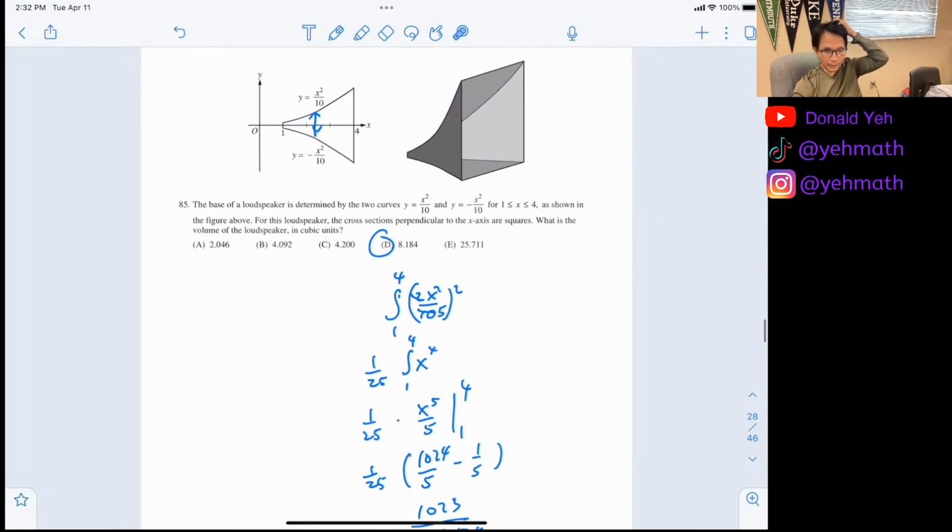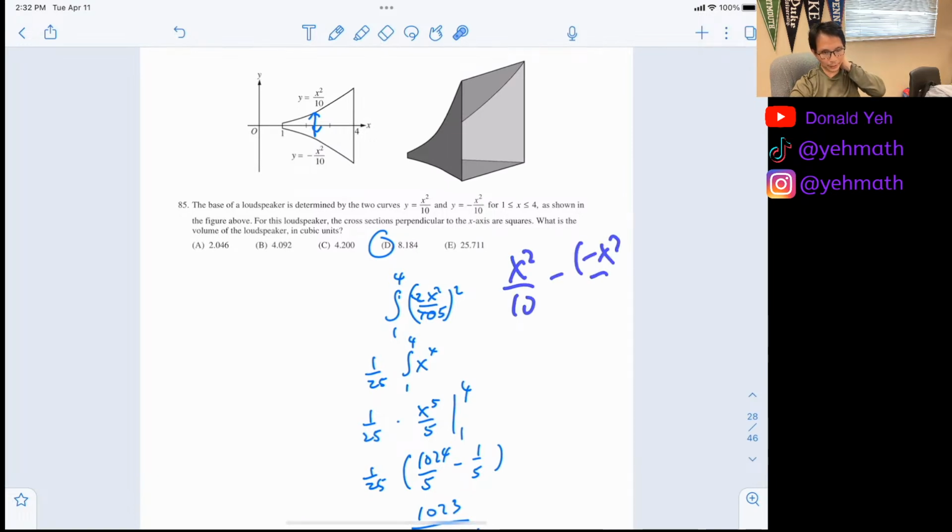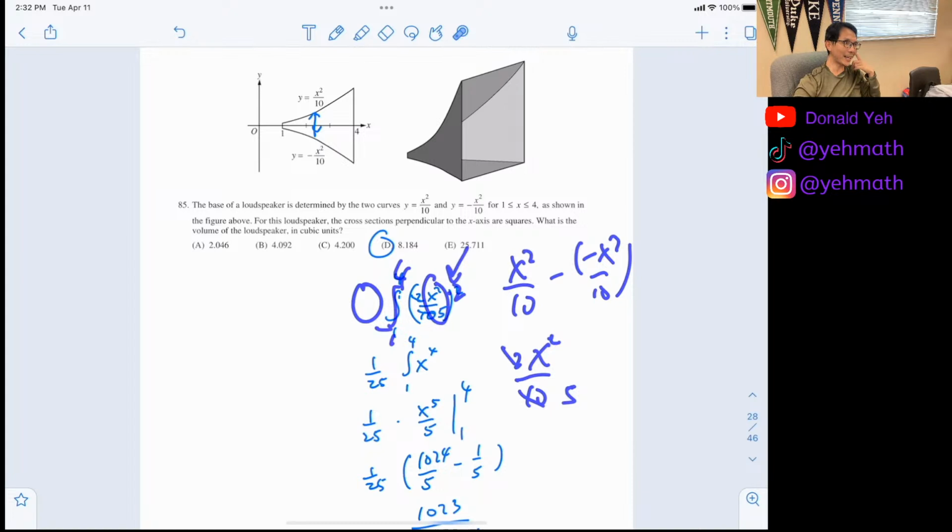85. Top minus bottom. So if I top minus bottom, it's going to be x squared over 10 minus negative x squared over 10. That's equal to 2x squared over 10. That's equal to x squared over 5. So I take an integration of x squared over 5, between 1 to 4. And there's no pi in the front because I'm not revolving. Ilya, please shush because I'm almost done.